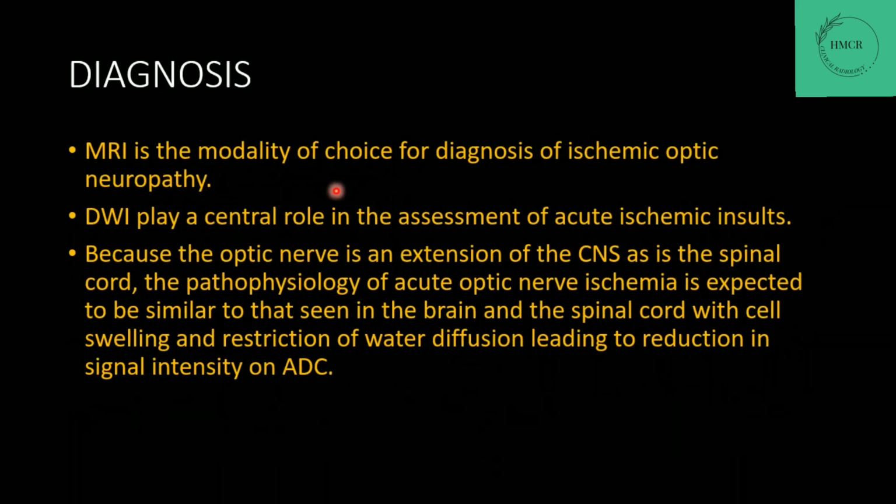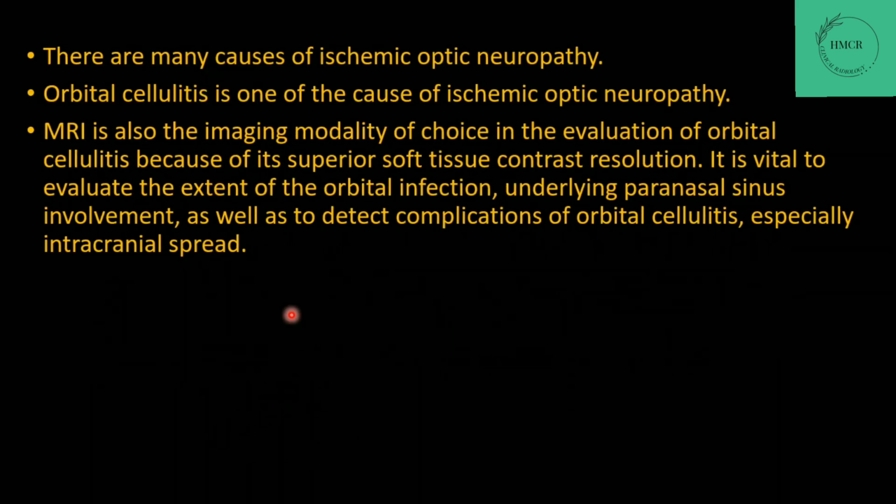MRI is the modality of choice for diagnosis of ischemic optic neuropathy, and DWI plays a central role in the assessment of acute ischemic insults. Because the optic nerve is an extension of the CNS, as is the spinal cord, the pathophysiology of acute optic nerve ischemia is expected to be similar to that seen in the brain and the spinal cord, with cell swelling and restriction of water diffusion leading to the reduction in signal intensity on the ADC, as we have seen in the case. There are many causes of ischemic optic neuropathy.